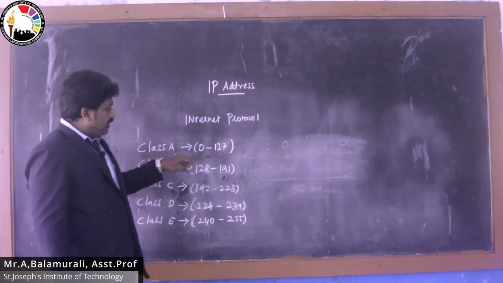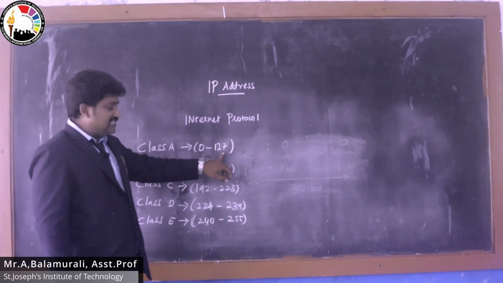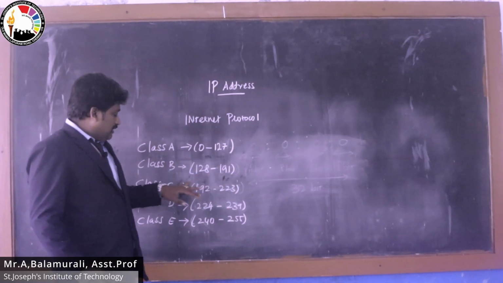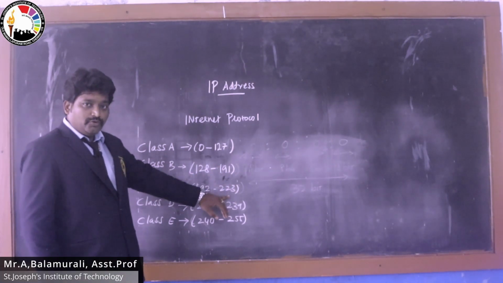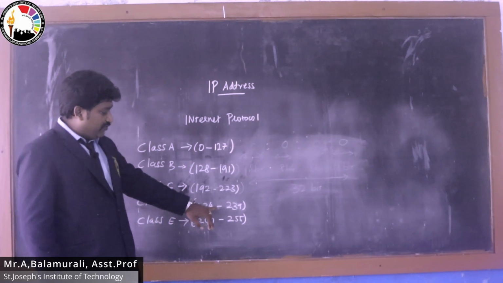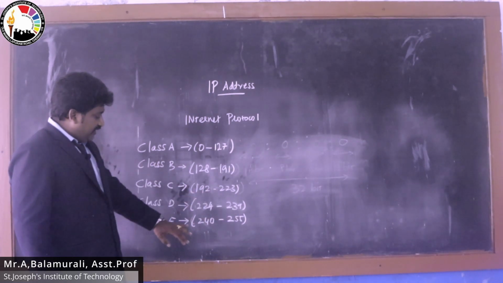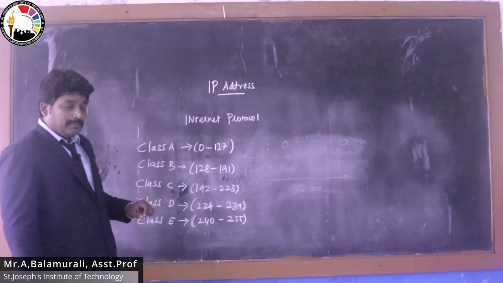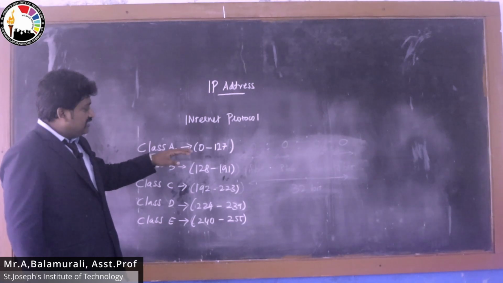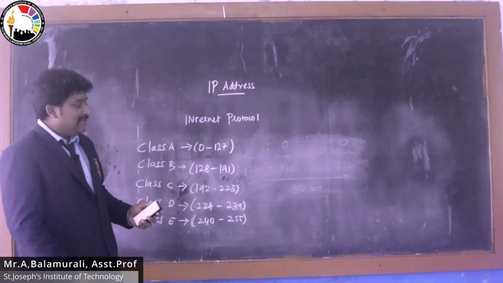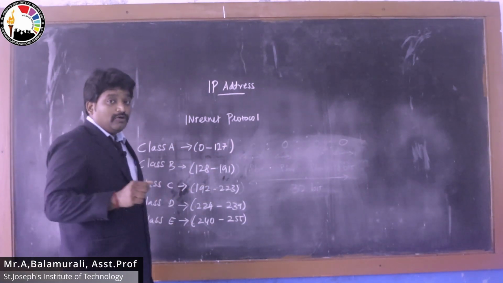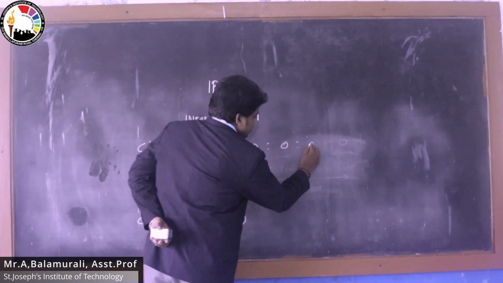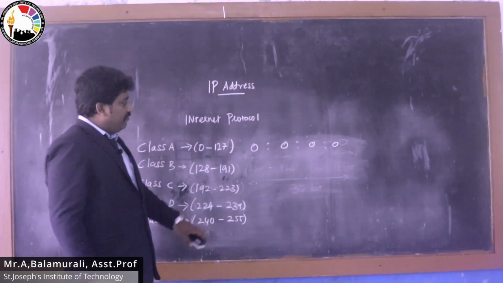Class A has a range of 0 to 127, and class B 128 to 191. Class C is 192 to 223, class D 224 to 239, and class E 240 to 255. This is the overall range of each class. As I explained previously, each class has a separate range. For example, there are first of all 4 partitions: 0.0.0.0.